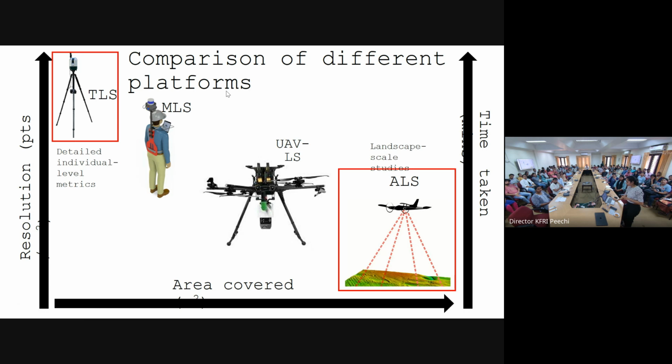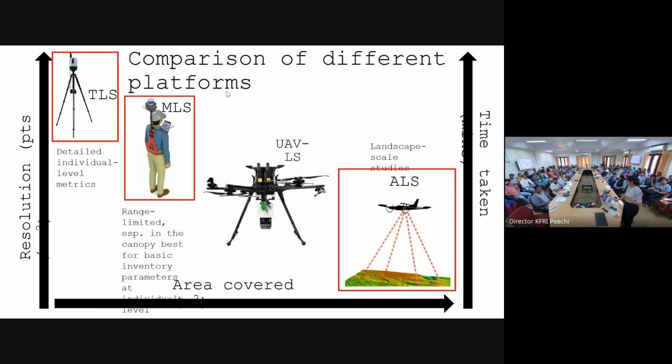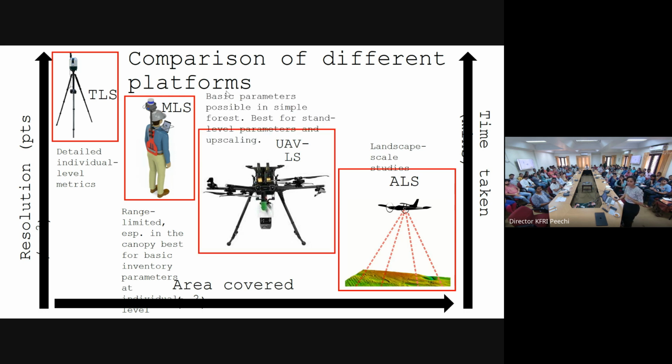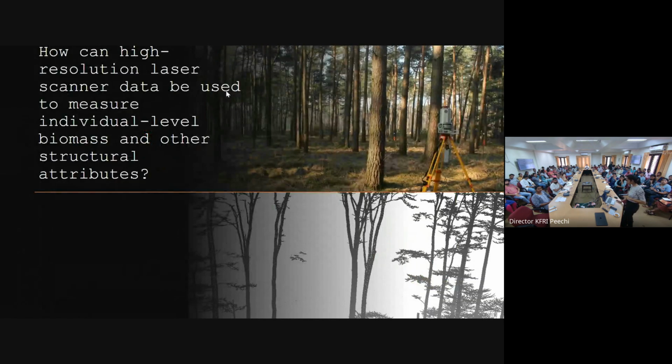So as I said, TLS is very good for detailed individual tree studies, whereas ALS is for landscape scale studies. MLS, at this point, has limited range, and we can't use it beyond a few attributes in the forest. And ULS, UAV laser scanning, especially if you use the top quality one, can still be pretty good in simple forest, but in complex forest, you're going to get a lot of attenuation in the understory.